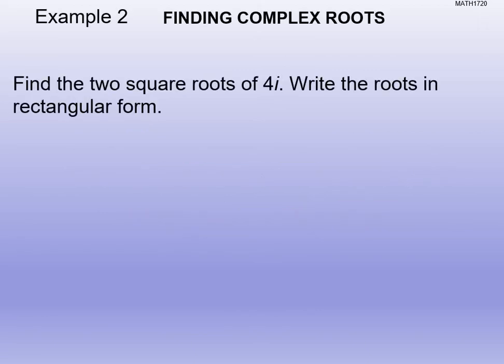Alright, so we want to find the 2 square roots of 4i. We'll write the roots in rectangular form. So we've got to find the square roots of 4i, and our best bet is to put this into trig form first. Rectangularly we're sitting at 0 plus 4i. So we have to think about what value makes cosine go to 0. You should be thinking about pi over 2 or 3 pi over 2, but we have to make sure that the sine value is positive in this case.